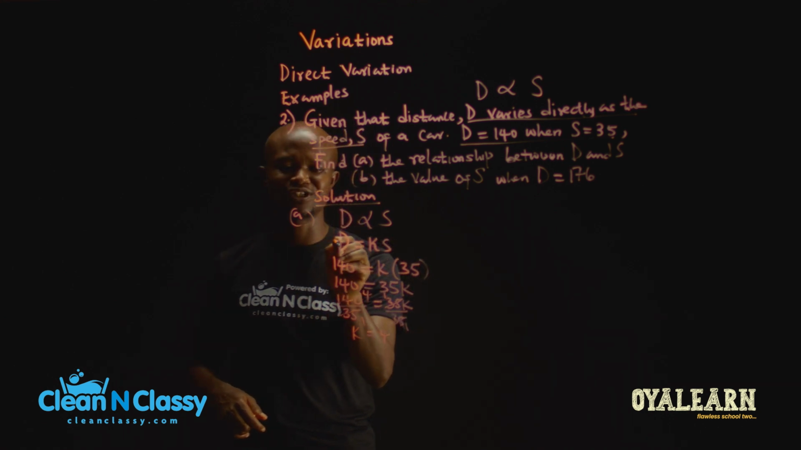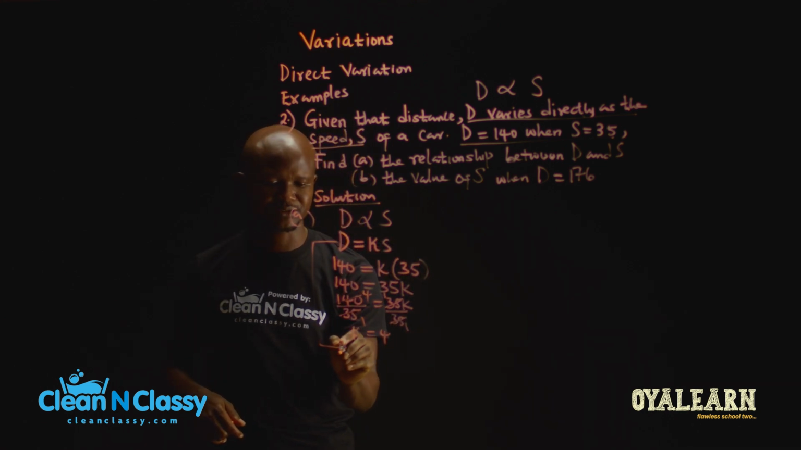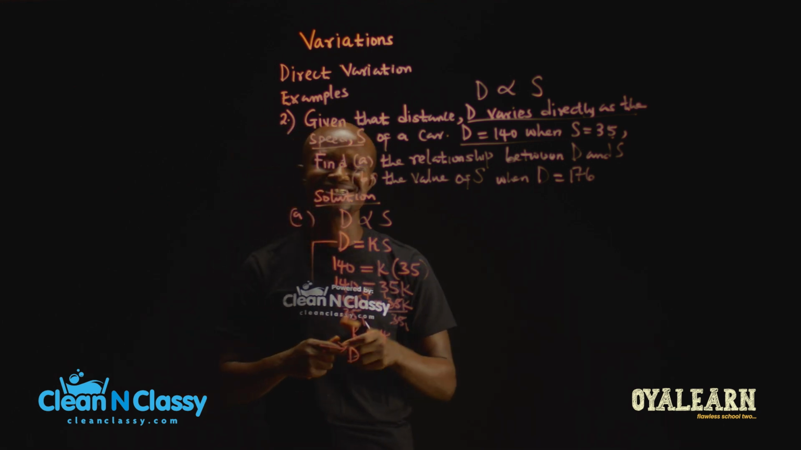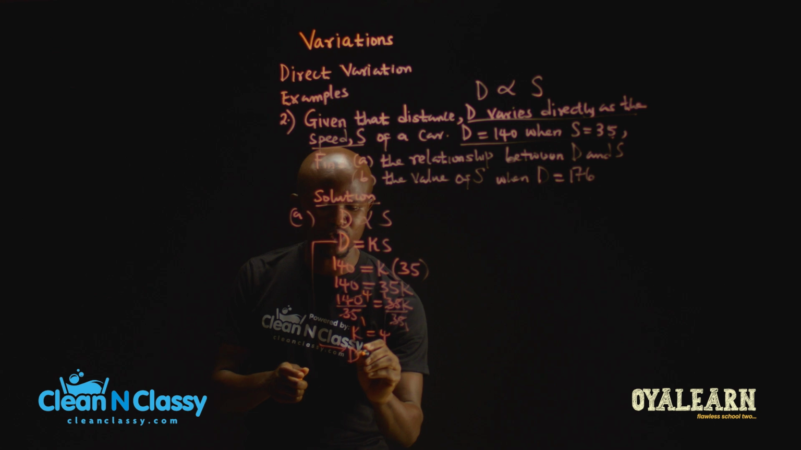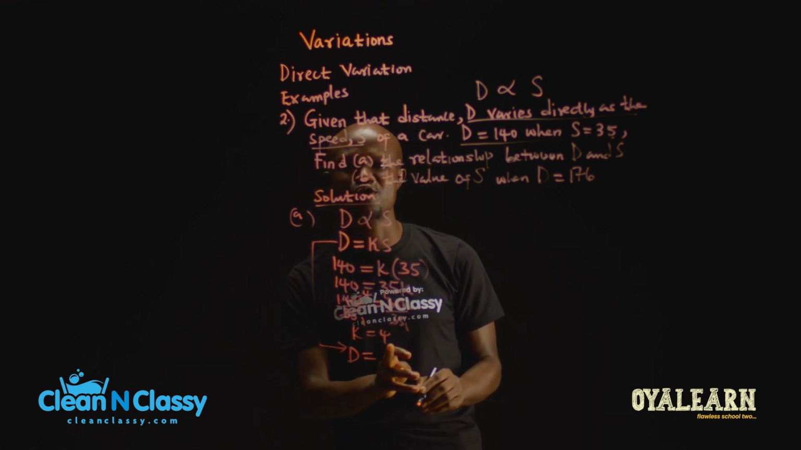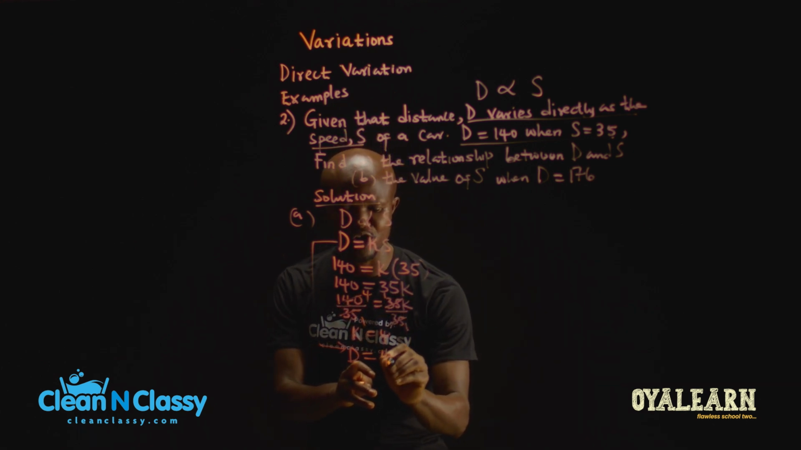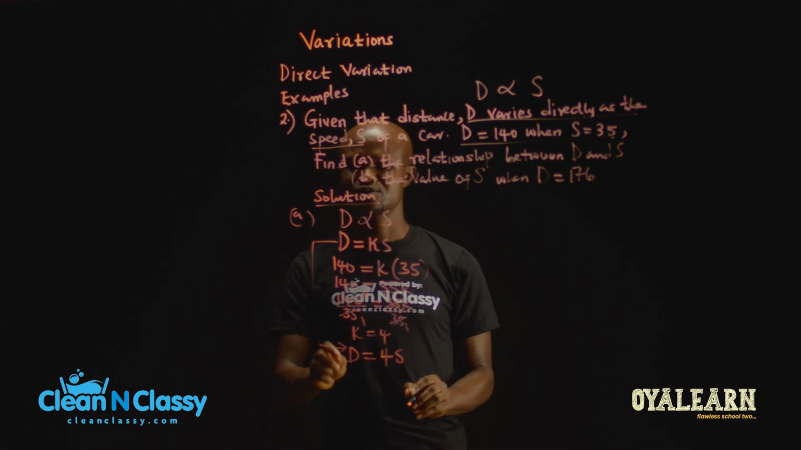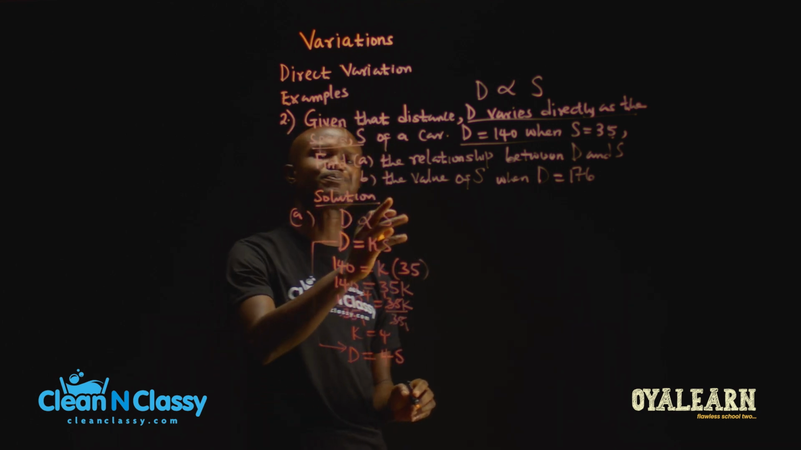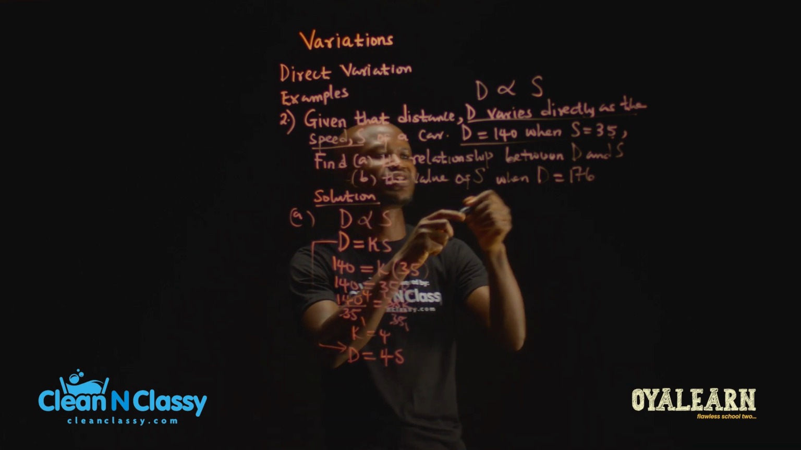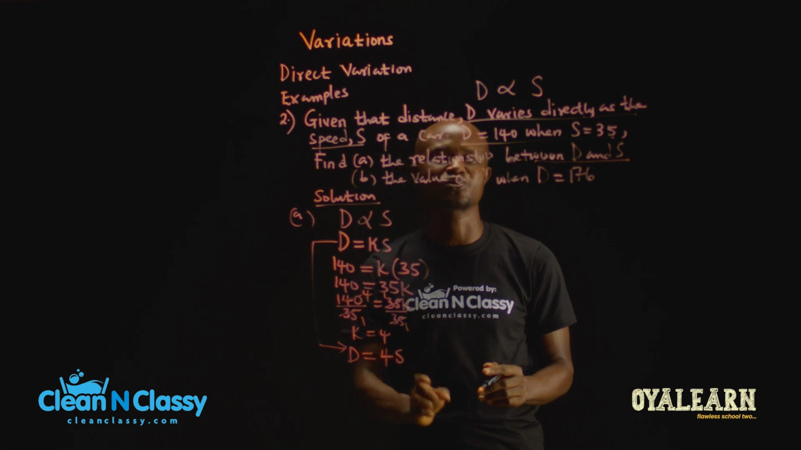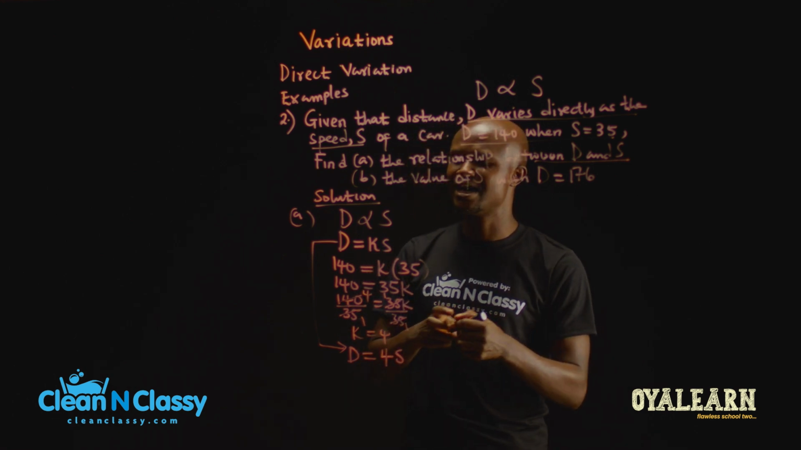Now, we go back to the initial equation to get the actual relationship between d and s. So d will be equal to what? Anywhere we see k, we replace it with 4. So we have d equals 4s. This is the solution to the first part of the question. The first part is asking us to find the relationship between d and s, and the relationship is d equals 4s. Now let's go to B.